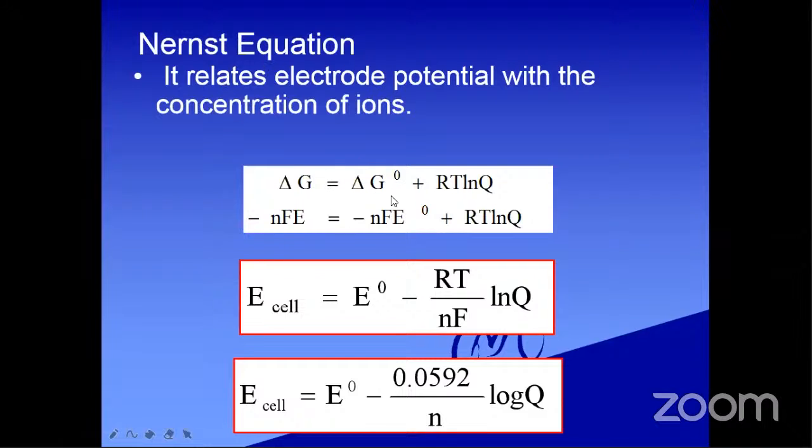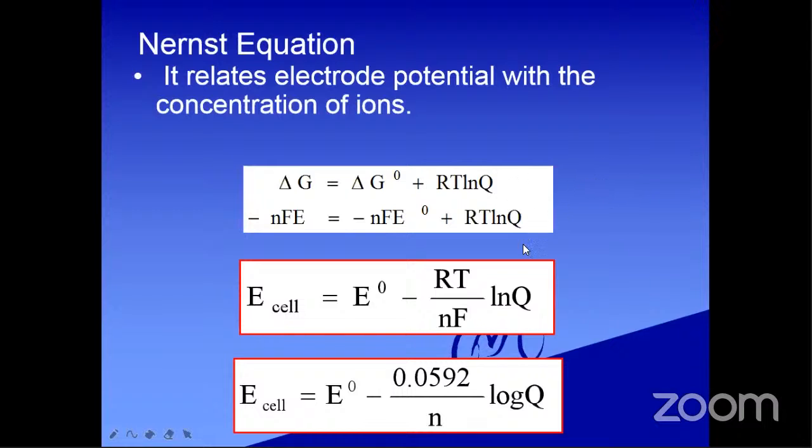So how to derive the Nernst equation? From the thermodynamic equation, delta G is equal to delta G naught plus RT ln Q, where Q is the equilibrium constant. We already know that delta G is equal to minus nFE, as we saw in the previous slide. I am substituting the value of delta G here: delta G is equal to minus nFE, and delta G naught is equal to minus nFE naught, plus RT ln Q.